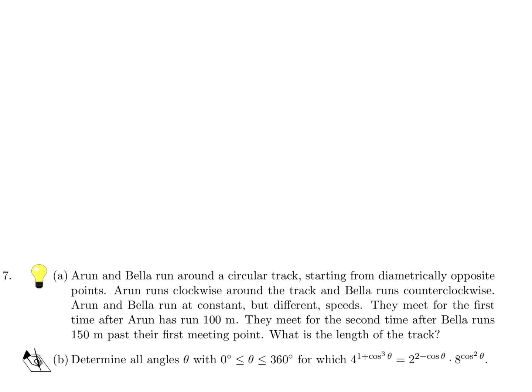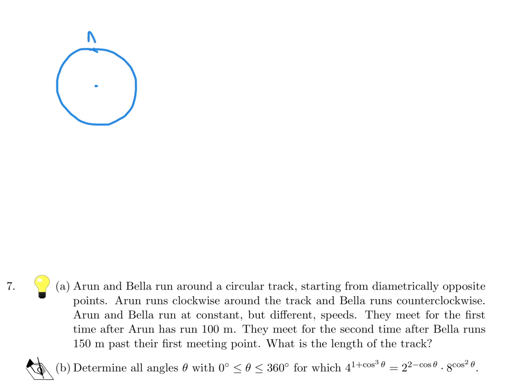All right, so let's draw this diagram here. And let's see. This is the center. Let's put Arun at the top. So Arun goes here, right here. And diametrically opposite, so exactly opposite on the other side, right here is where we'll put Bella.